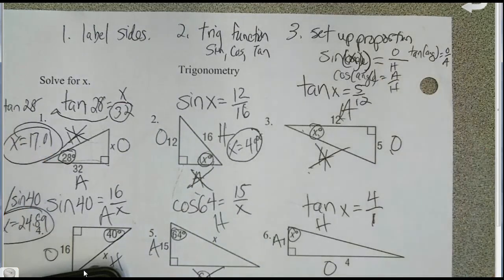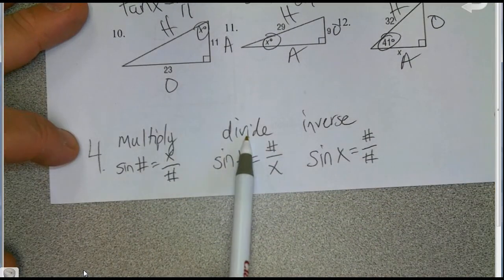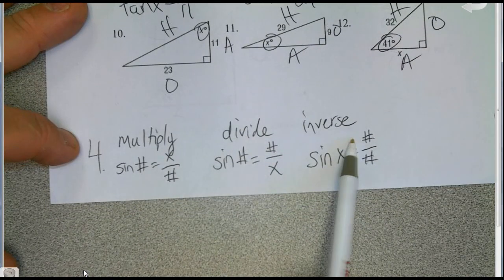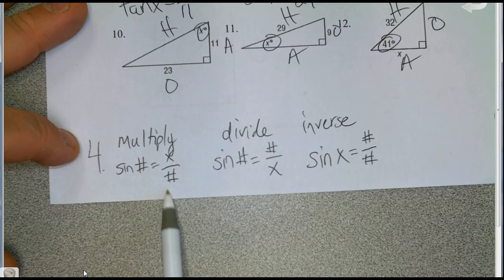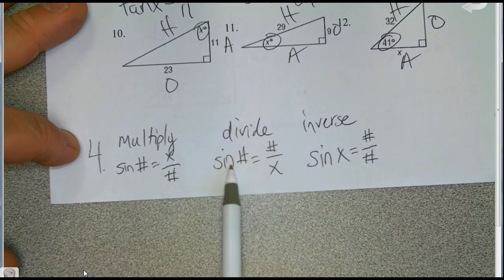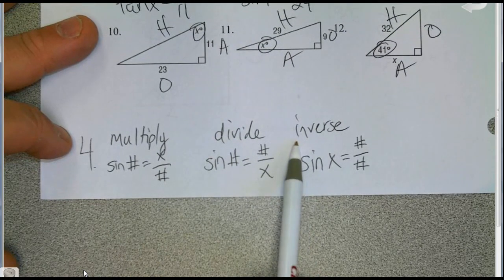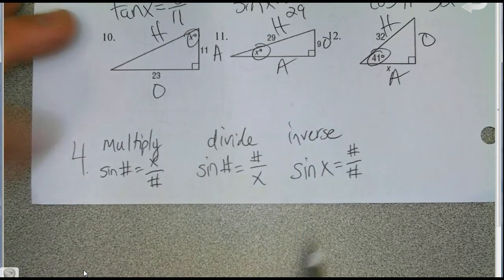Then set up your proportion. Put the trig function of your angle, and then make sure you make your fraction. And then finally, once you have that, decide, do I need to multiply, divide, or take the inverse? If the x is on top, you're going to multiply this number times this. If x is on the bottom, you're going to divide this number by this. And if x is the angle, you're going to take the inverse.